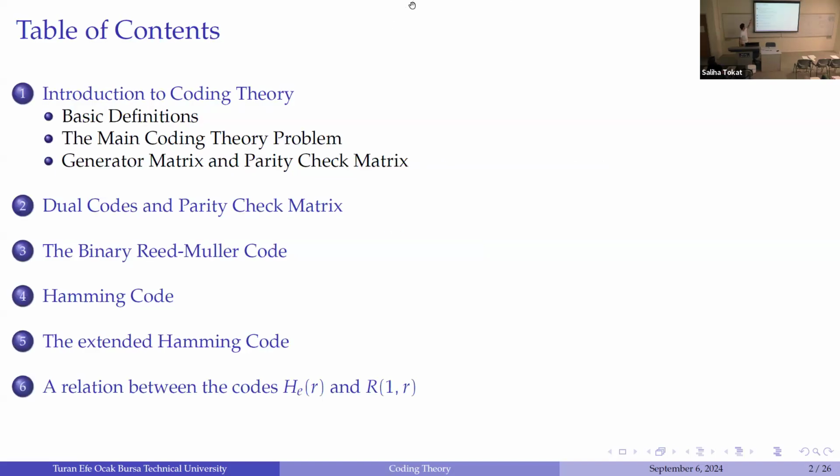Here's the flow of my speech. I start with an introduction to coding theory and some definitions. After that, I'll talk about dual codes and parity-check methods. And after that, I give the binary Reed-Muller and Hamming codes, and we find the exact Hamming code using Hamming code. And after that, I give the exact Hamming code and Reed-Muller code relation.